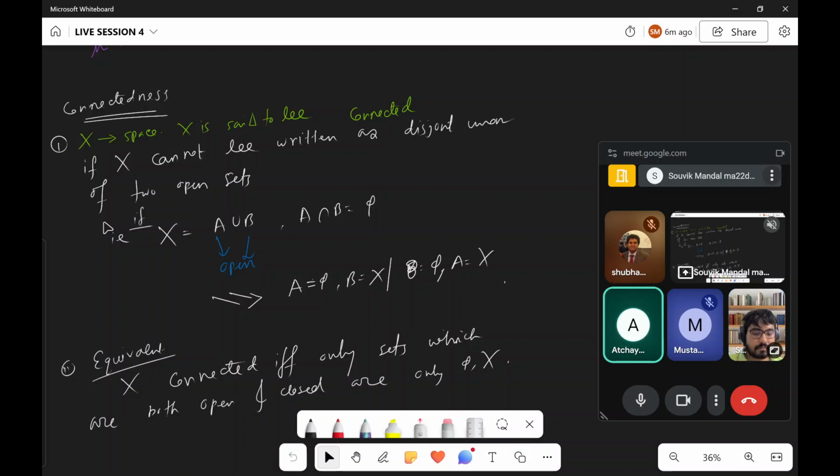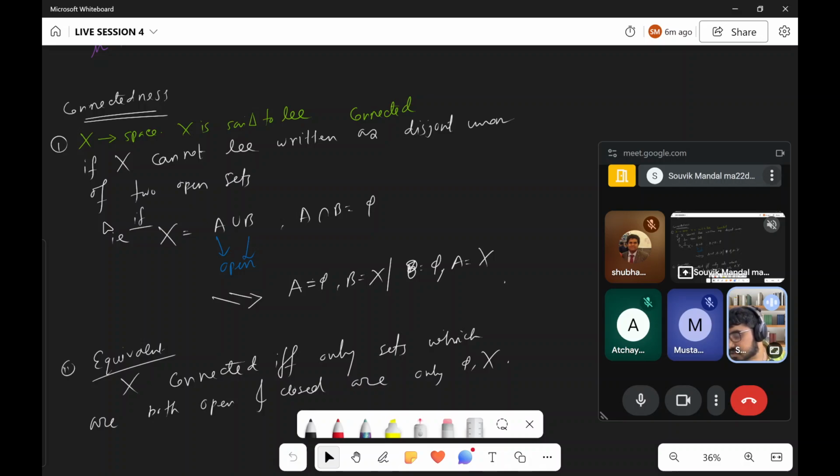A set can be both open and closed if it is either an empty set or the set itself. So by the definition of connectedness, I can easily tell that if it is connected, then it will be an empty set or the set itself, so it is obviously open and closed. In the same way, I'll be proving the converse part. Correct, right. Okay, so that's the definition of connectedness.